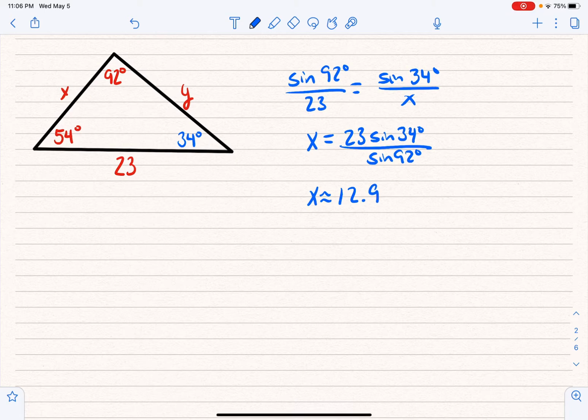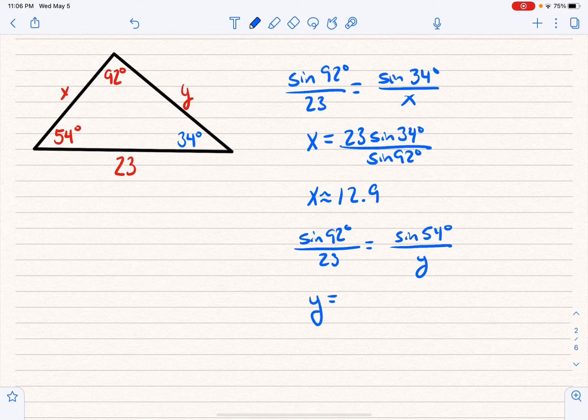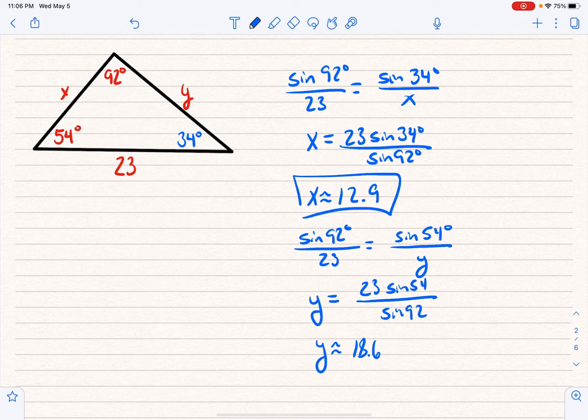Okay, let's go for y. For y, I'm going to start out the same way. Sine of 92 is to 23 in the same way that the sine of 54 is to y. Cross multiply and solve. Again, I'm going to skip a couple steps, and I get 23 times the sine of 54 divided by the sine of 92. So therefore, y is about, say 23 times the sine of 54 divided by the sine of 92, okay, about 18.6. All right, so those give me those approximate values.